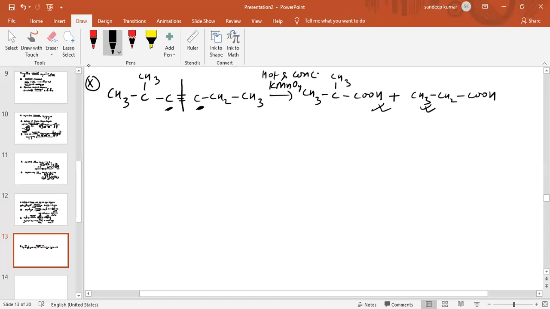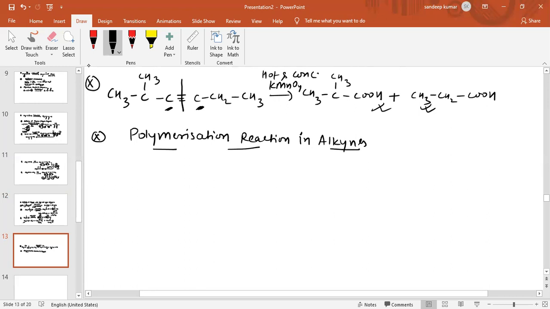Next we are going to discuss the polymerization reaction in alkynes. The next topic we are going to discuss is the polymerization reaction in alkynes. See what happens when there is a polymerization reaction in alkynes.